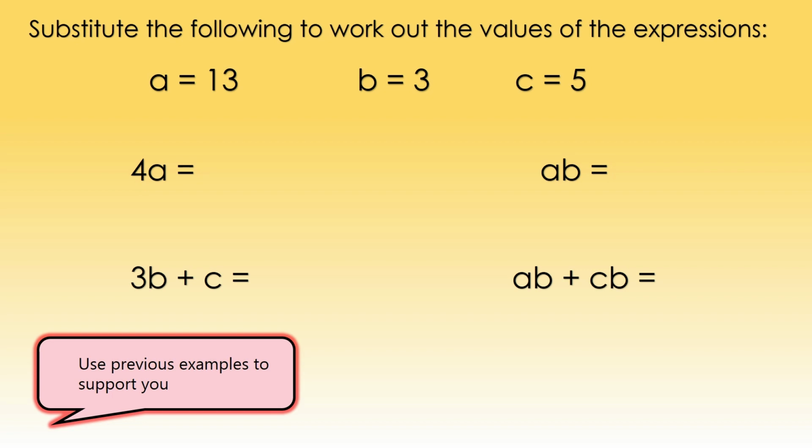For these questions, the value of a is 13, the value of b is 3, and the value of c is 5. Remember, if a number and a letter, or two letters, are next to each other, that means you need to multiply those to get your answer. Pause the video, have a go, and we'll go through the answers next.